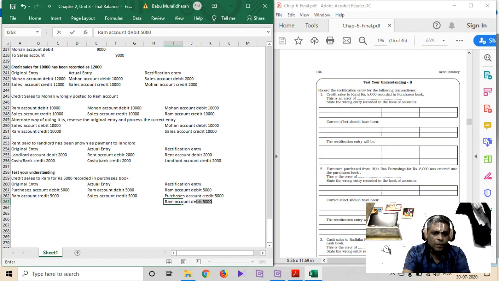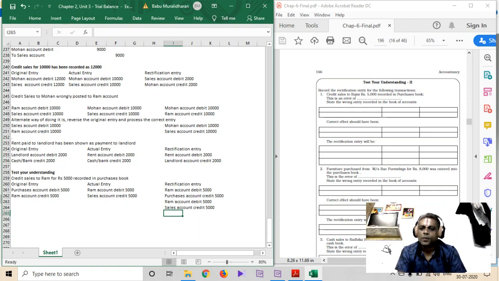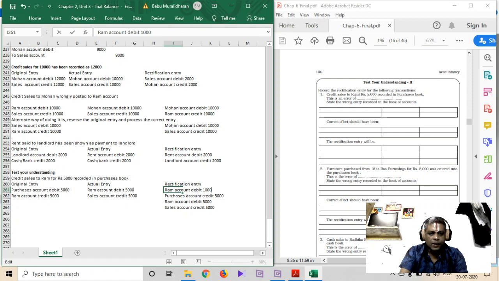Hope this is clear, right? Because we have to reverse. The other option is by debiting Ram account fully for 10,000. This can also happen. And credit purchases account 5,000 and credit sales account 5,000. This is also a correct approach. But the recommended approach is the original entry has to be reversed and the fresh correct entry has to be processed.